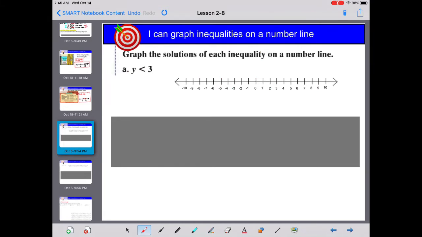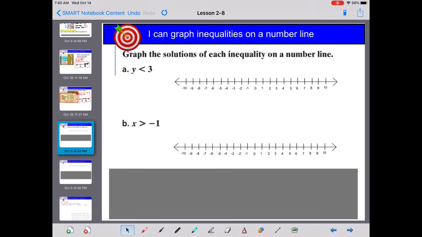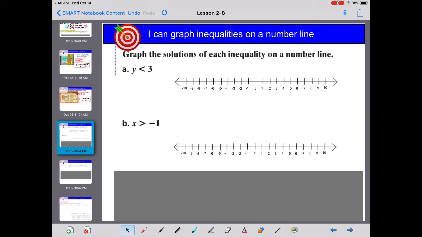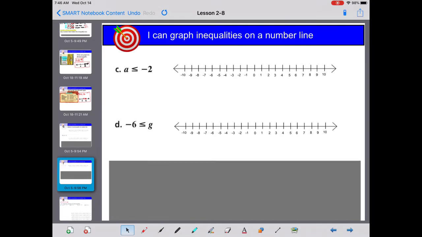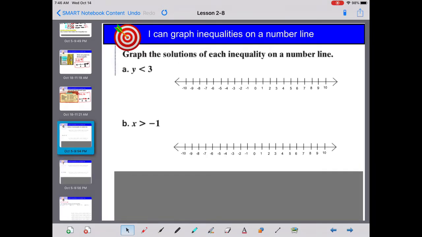But for today and what we're learning, this is okay to leave it like that. Going on. Graph the solutions of each inequality on a number line. Remember, if it's only less than, like in example A, you do not fill in the circle. If it's less than or equal to, you do. If it's greater than, you do not fill in the circle. If it's greater than or equal to, then you do. Try the next 4. Pause the video and come on back to compare your answers.